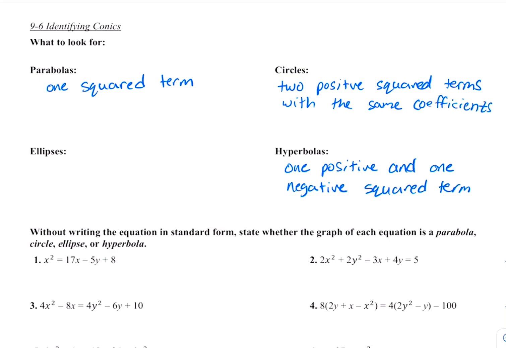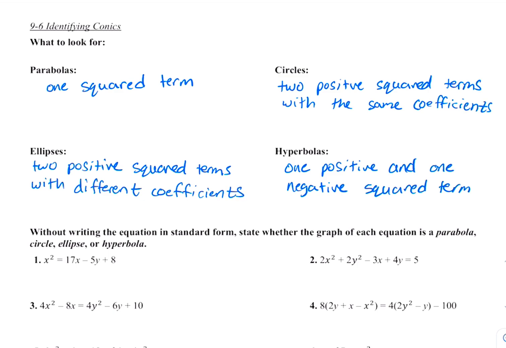Okay, so an ellipse is also going to have two positive square terms, but with different coefficients. And again, those coefficients are the numbers in front of your squared terms.